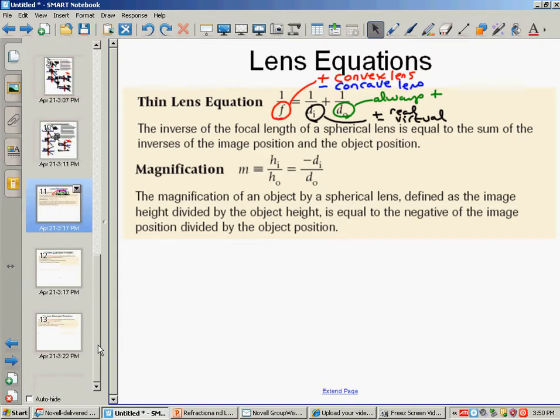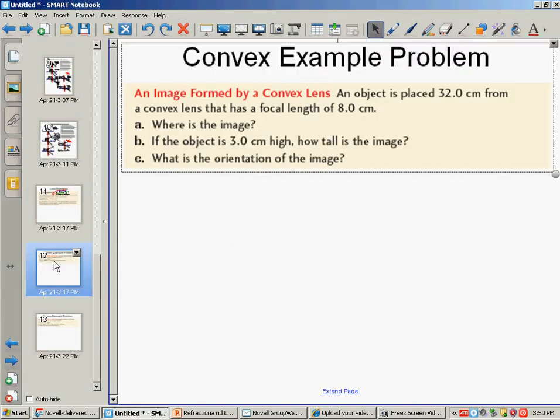Here's our first example problem. It says an object is placed 32 centimeters from a convex lens that has a focal length of 8 centimeters. Where's the image? If the object is this tall, how tall is the image? And what is the orientation of this image?